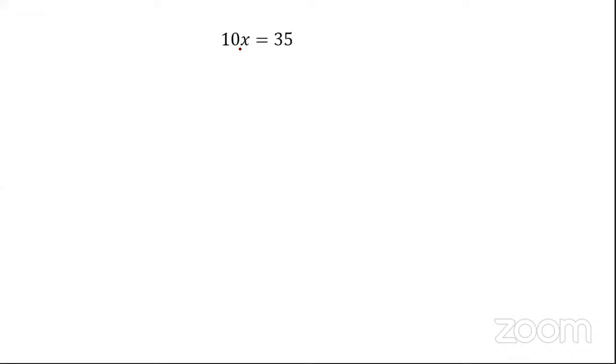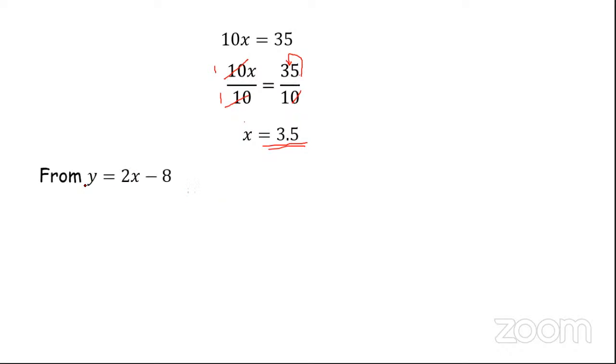And here we would divide by what? By 10 both sides. So by 10, 10 is 1, 1. And by 10, if there was a decimal point here, it would move once backwards and we would have x equaling 3.5. Okay, so can we use this y equals 2x minus 8 to get the value of y?